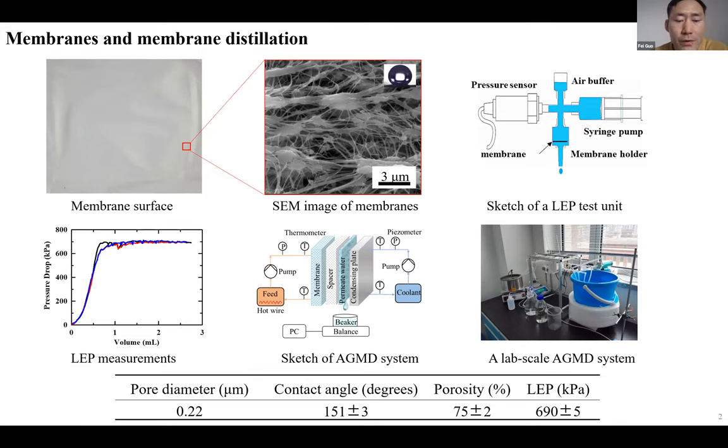Commercial hydrophobic PTFE membranes were used in this work. The membrane morphology was characterized by SEM, and a lab-scale LEP unit was used to measure the liquid entry pressure. The pore diameter, contact angle, porosity, and the LEP are shown in the table. An air gap membrane distillation system was used in our work to measure the MD performance.